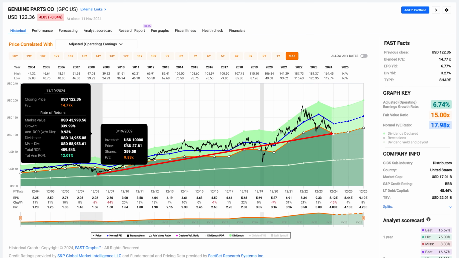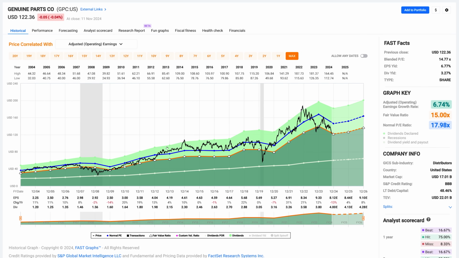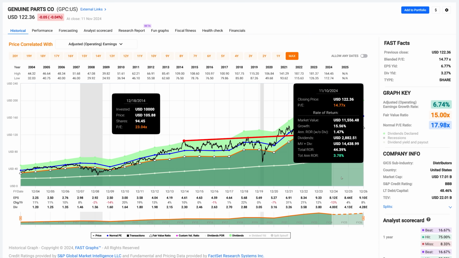This is why I keep getting a question, I think from the same person: show me, for the love of God, can someone show me why valuation matters? It does matter, because if you look at Genuine Parts and you buy it here when it was overvalued in 2014 and held it till today when it's now fairly valued, you make 4%.